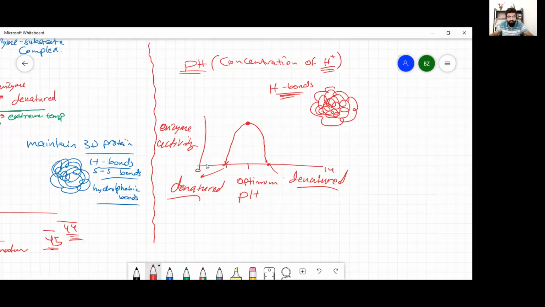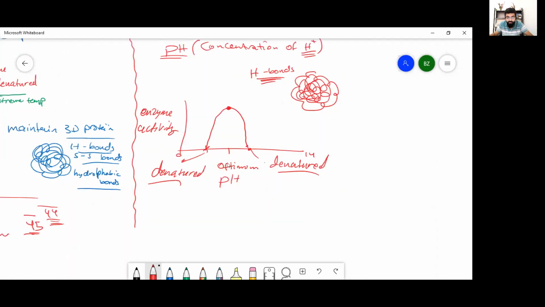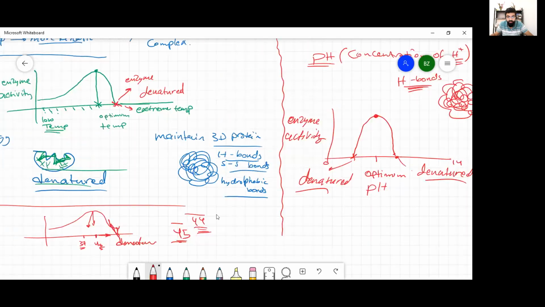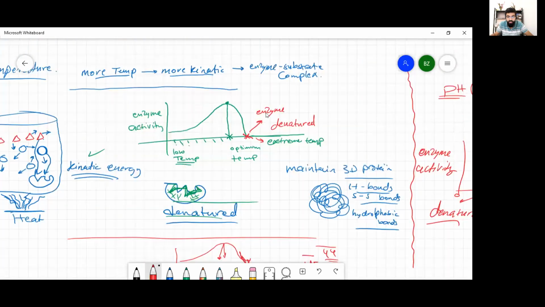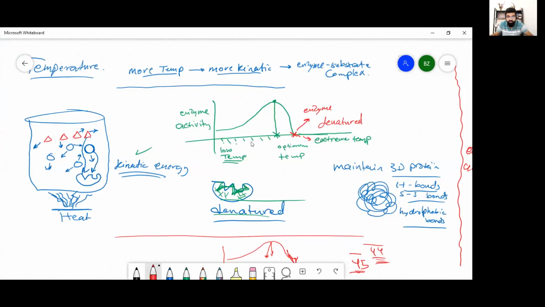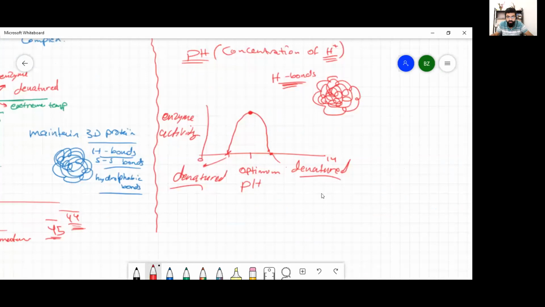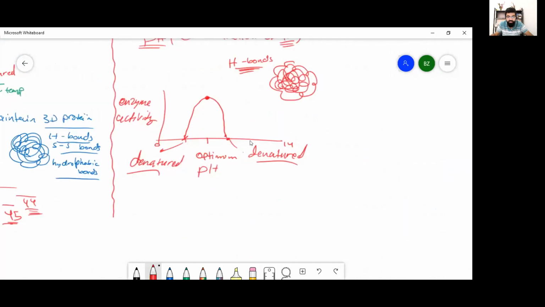So guys, the optimum pH is the pH where the enzymes work the best. Any change in this pH directly denatures the enzymes. Look, there's a difference here from temperature. At low temperature, it still works because of kinetic energy. But in pH, no. Lowering pH or increasing pH, denature.